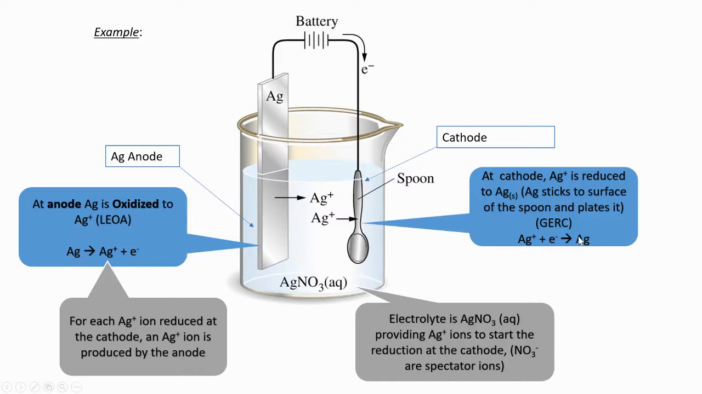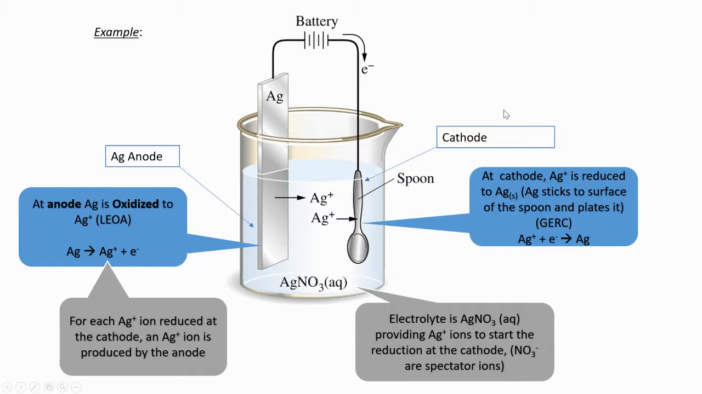At the cathode, we have our gaining of electrons supplied by the power source, and then it's all negative, and basically the silver is reduced and it sticks to the spoon, right? So it plates the spoon, giving that nice surface covering of the silver on top of it.